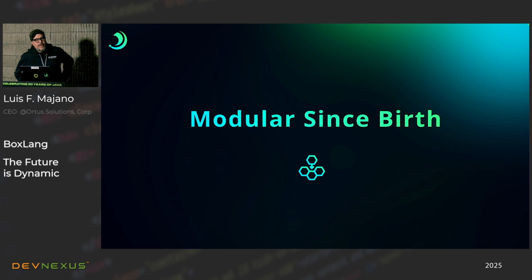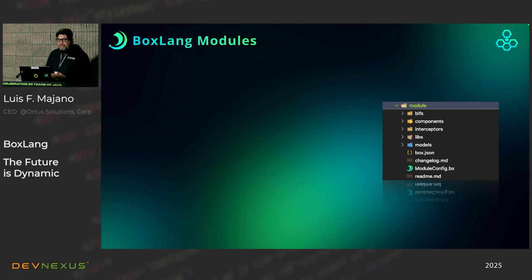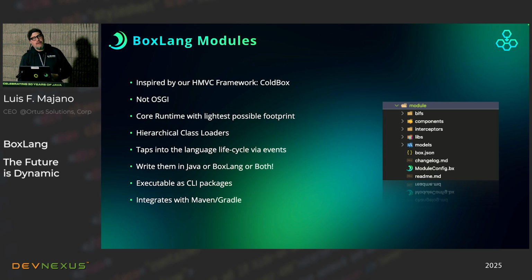The next one was modularity. The language and the core was so tiny that we needed a way to extend according to your needs. So we designed the modular service based or inspired by the work that we had done in our frameworks, building a hierarchical MVC framework. So this is not OSGi. This is built from scratch and lightweight, and it allows you to create hierarchical class loaders. So it gives you isolation.